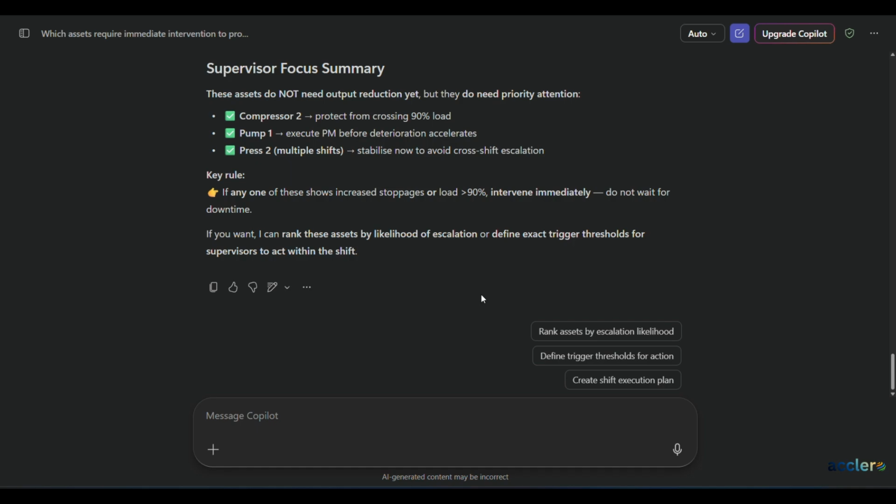This demo shows how plant availability improves when execution decisions happen before production is already lost.